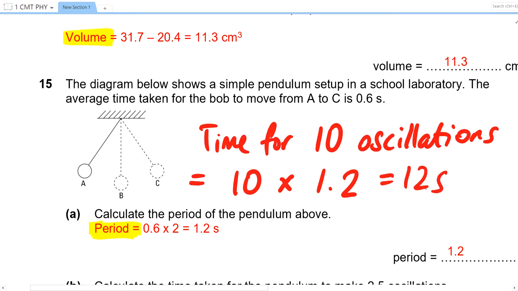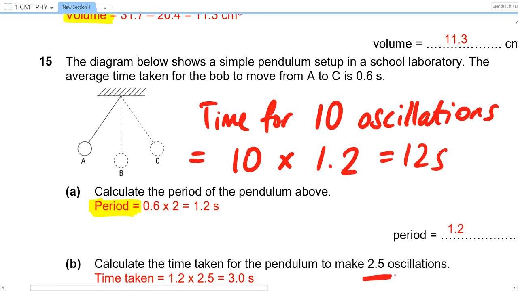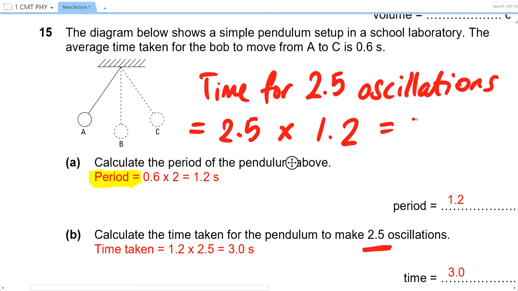Okay, so I'm giving you this example because the next one says, what is the time for 2.5 oscillations? So if it's 2.5, this becomes 2.5, and this over here is 2.5. And I will get a different answer, which is 3 seconds. Actually, you don't need 2.5 because 10 divided by 4, you get 2.5. Yeah, you can do that, but those are extra steps which you don't need to waste time on. Okay, so we have 3 seconds. Put in a 3.0.